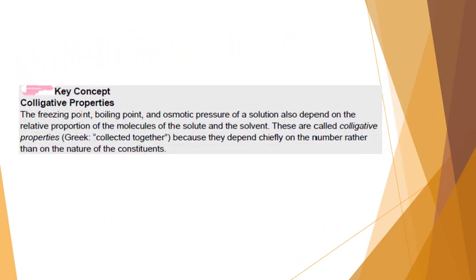Just to remind you very quickly what we mean by the colligative properties, such as the freezing point, boiling point, the osmotic pressure, and the vapor pressure of non-electrolyte solutions: these properties depend on the relative proportion of the molecules of the solute and the solvent. The name colligative came from the Greek word meaning collected together, because these properties depend on the number rather than the nature of the constituents, as we mentioned before.